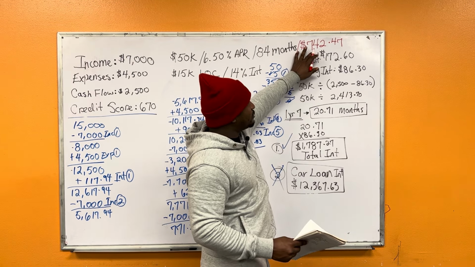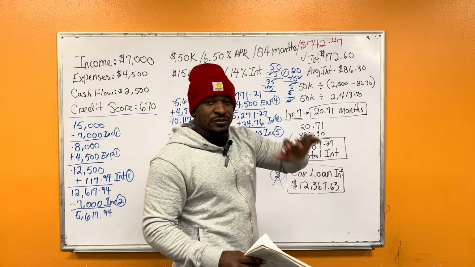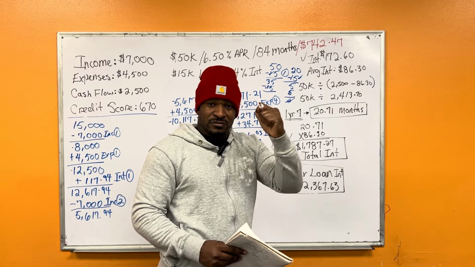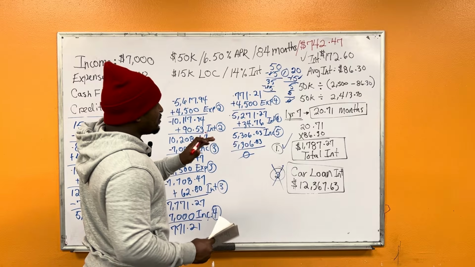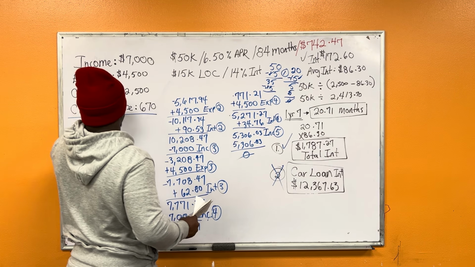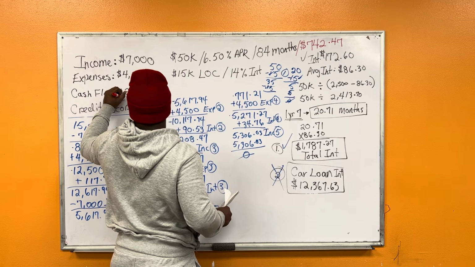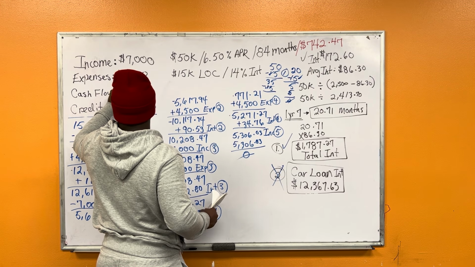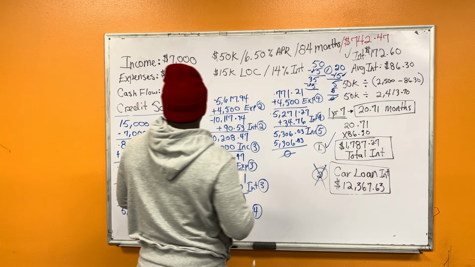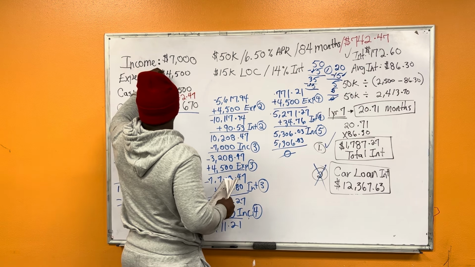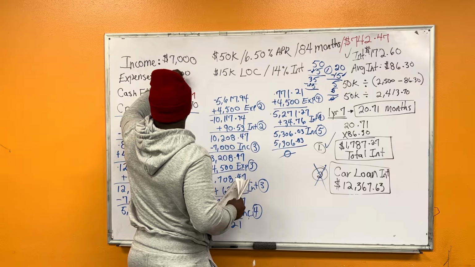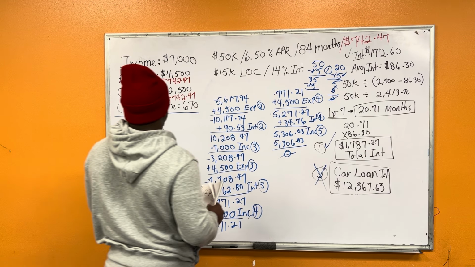Now that $742.47 that you were paying every single month until the car loan was complete, that $742.47 now goes to your cash flow. So you add it to your cash flow, $742.47, right? You add it to your cash flow and you subtract it from your expenses.